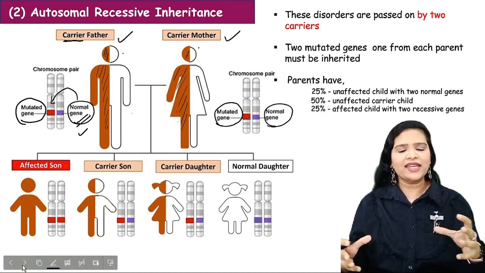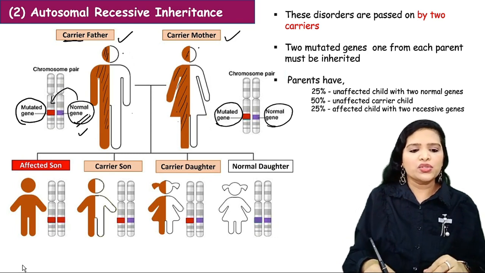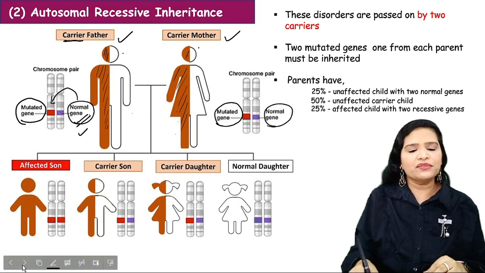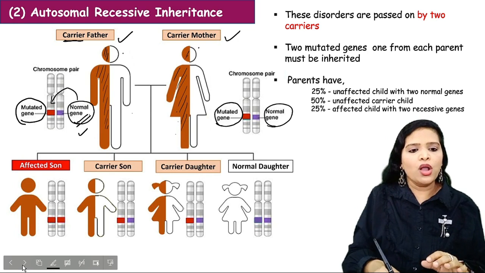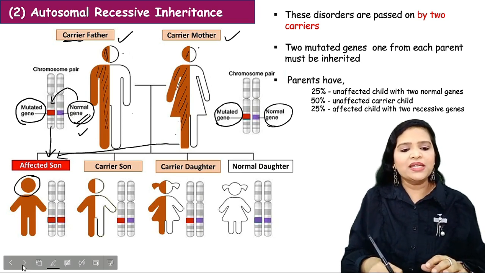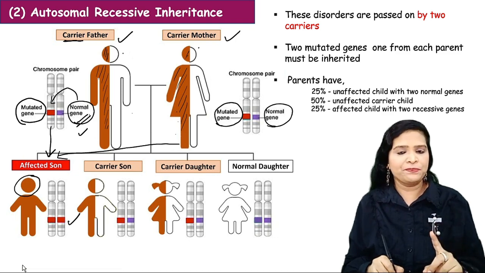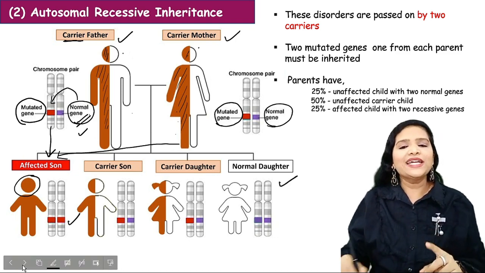If these two carriers get married, what about their offspring? See, if they reproduce, one defective gene from the father will come to one son and another defective gene also comes to the son. So this baby will be an affected child. So one son will be an affected child, and one daughter will be a normal child.